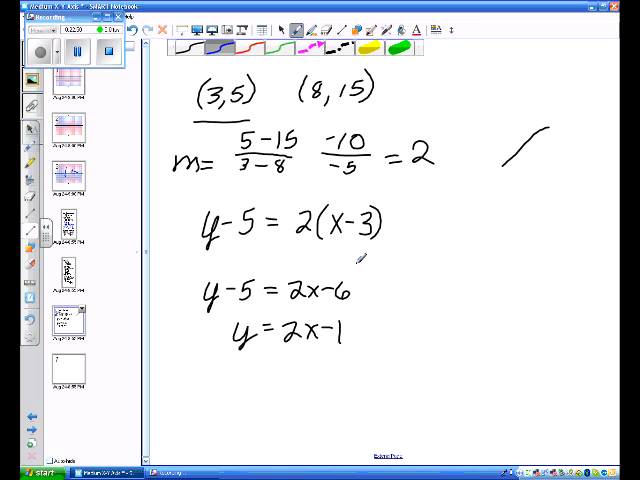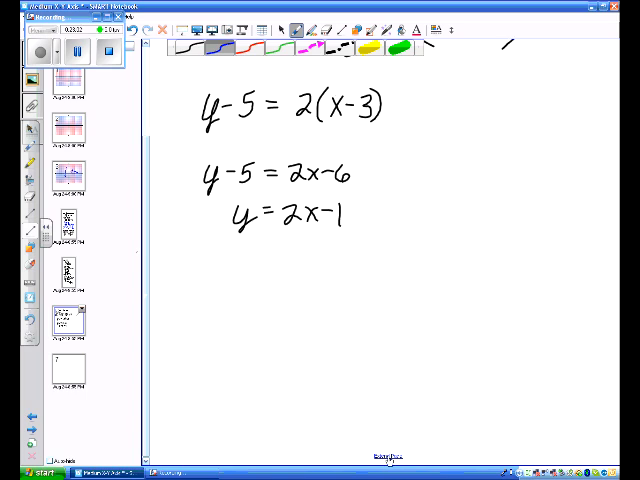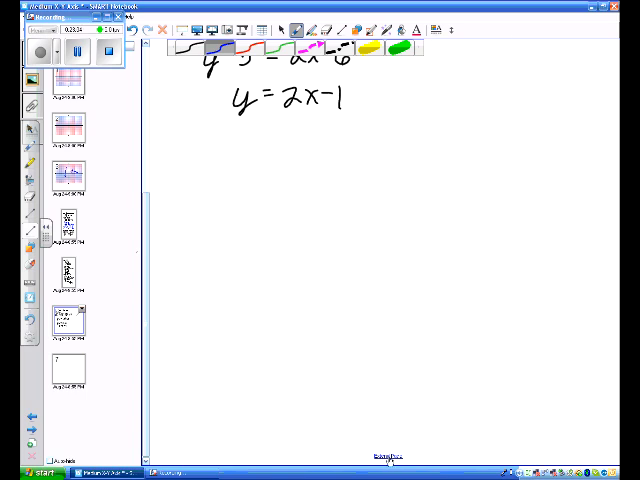This would be point-slope form. This is slope-intercept form. And this is actually the more useful form for graphing. There are some other things that we would do with this form, and so it's important that you know it, but we usually want our final answer in slope-intercept. Let's say we have the points (-3, 6) and (3, -2).